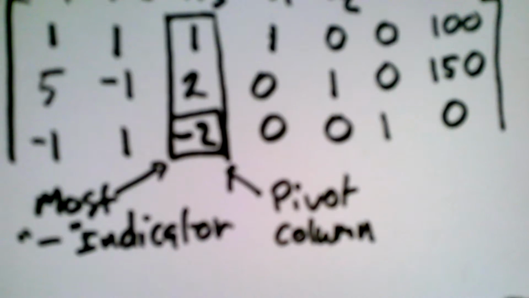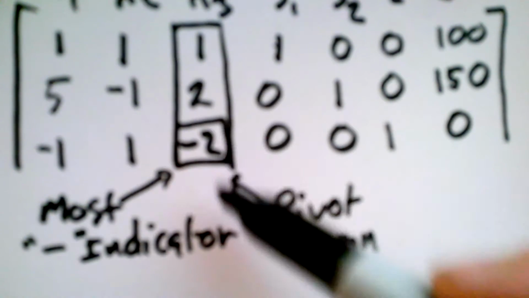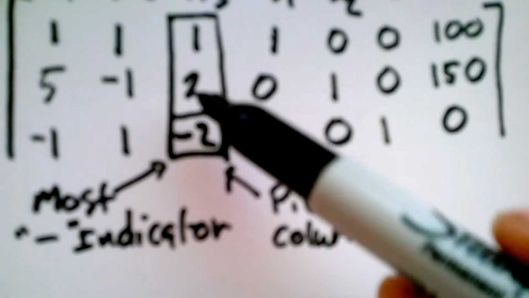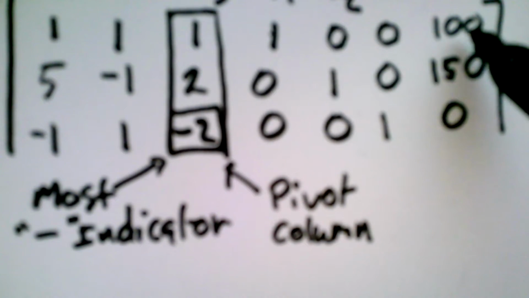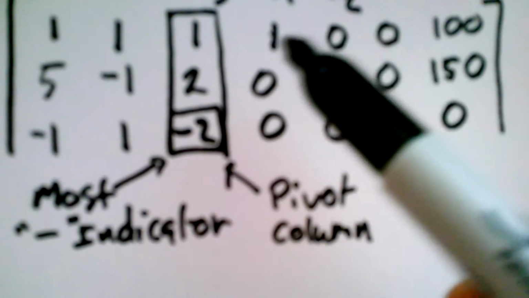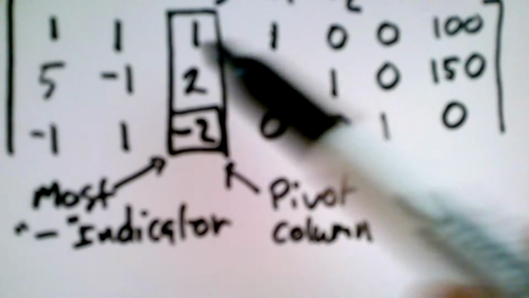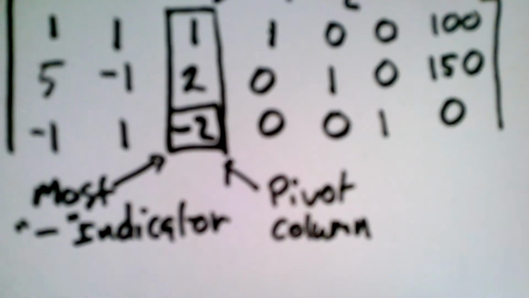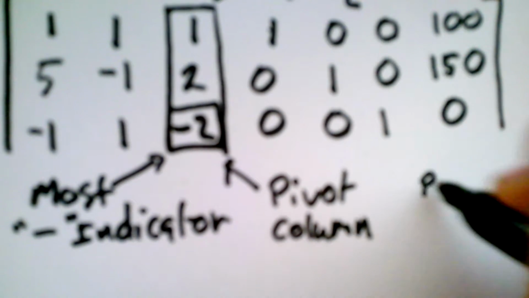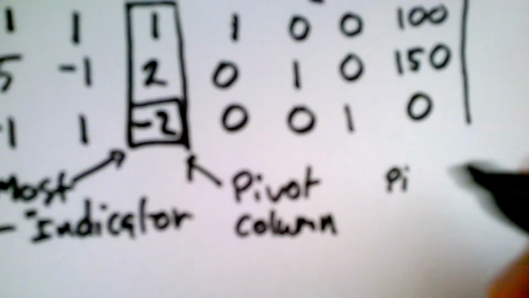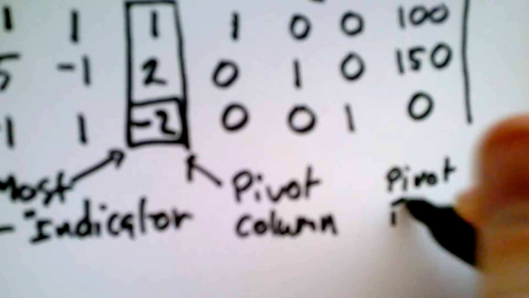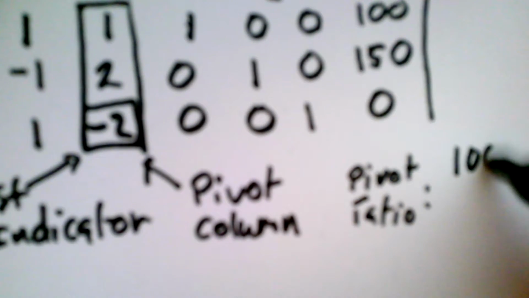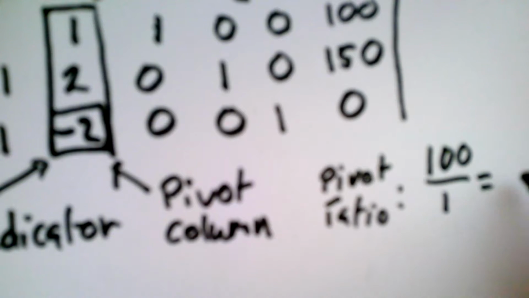Okay, so from here, we take our pivot column and we have to find our pivot entry. The way that we do that is we look at the constant column, and we divide by the corresponding element in the pivot column. So 100 divided by 1 is called our pivot ratio, or one of our pivot ratios. 100/1 is equal to 100.